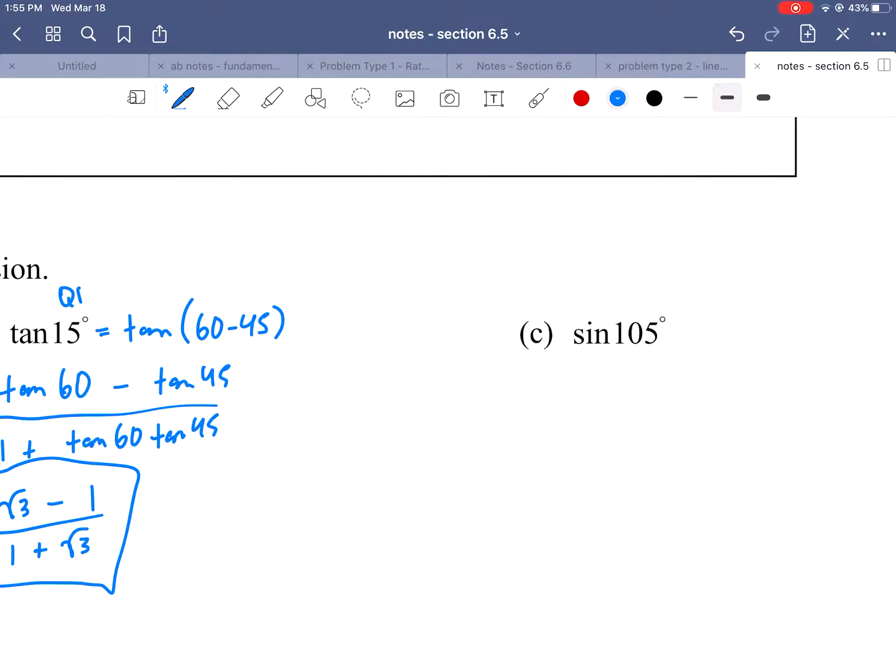Okay, on letter C, I've got an angle that is in quadrant 2, and I know that in quadrant 2, sine is positive. So this is going to remain a positive when I move this over to quadrant 1. The reference angle for 105 would be 75 degrees, because again, I'm comparing to 180. And so now I need to figure out how to get to 75 degrees. That seems pretty obvious: I'm going to do 30 plus 45. So this is going to be the same thing as sine of 30 plus 45.